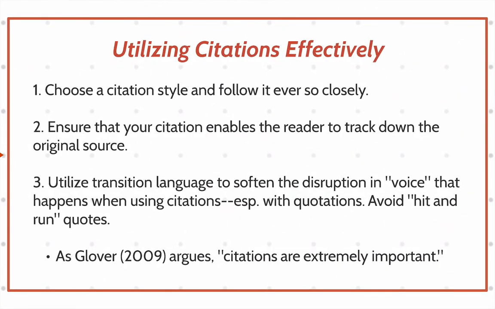So the three criteria for using citations effectively: 1, choose a citation style and follow it closely. And ideally, like I said, use the same citation style that's customary for your major or your field of study, and really try to learn that so that you're familiar with it and with how citations are supposed to look. Also, you want to ensure that your citation enables the reader to track down the original source. In a way, that's the most important piece. If your reader is really interested in a claim and wants to research it further, you want them to be able to find that source and track it down.